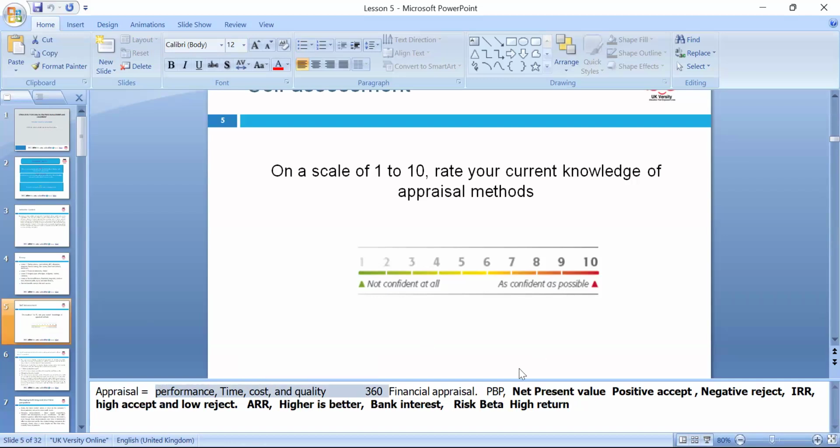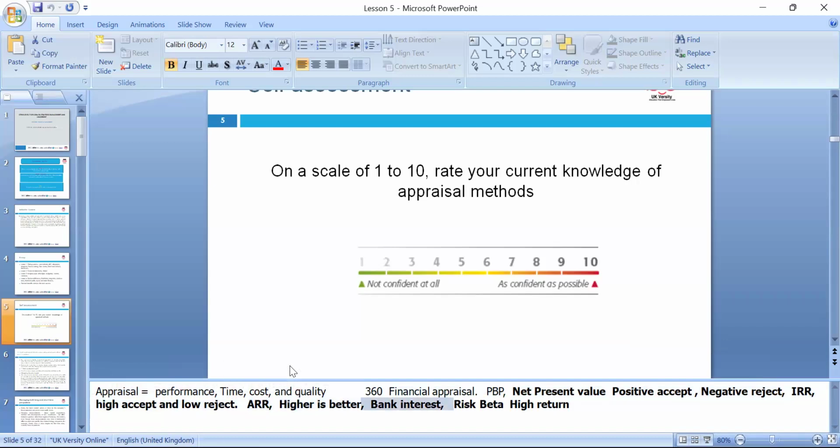In finance, we use different appraisal methods. PBP is the payback period: if you invest £100, how long will it take you to recover that £100 you invested? NPV, net present value: if the result is positive, we accept the project; if negative, we reject it. IRR: higher we accept, lower we reject. ARR is known as the accounting rate of return: higher we accept, lower we reject. Higher is better.